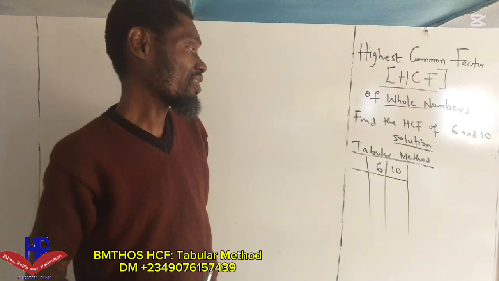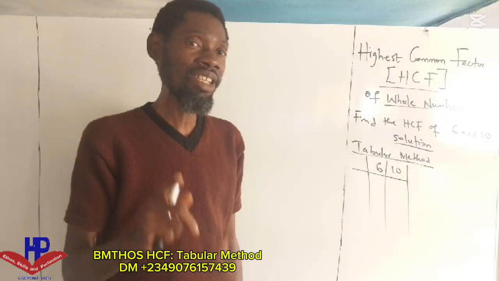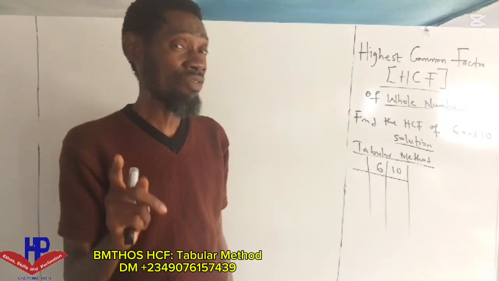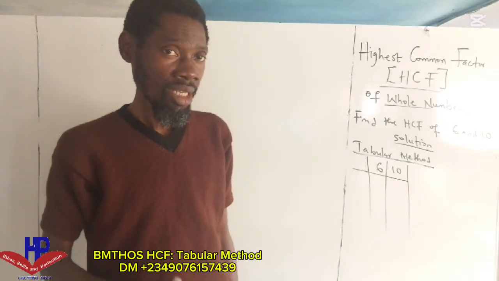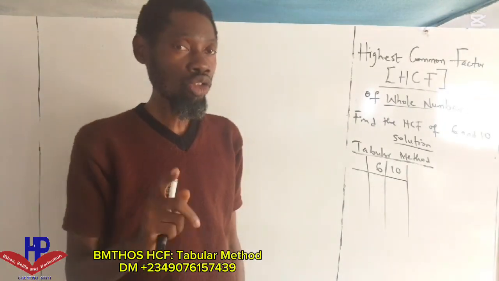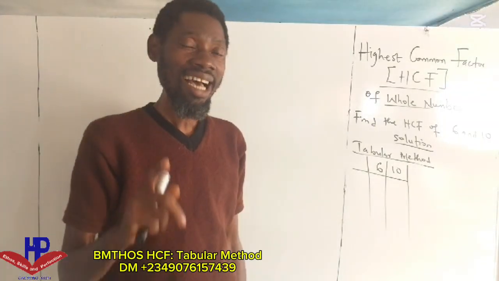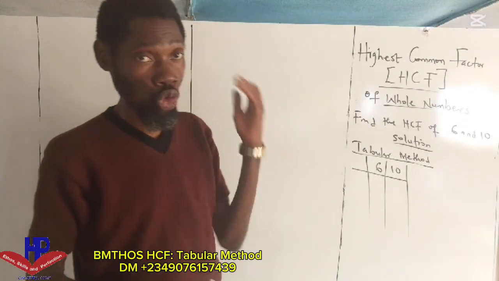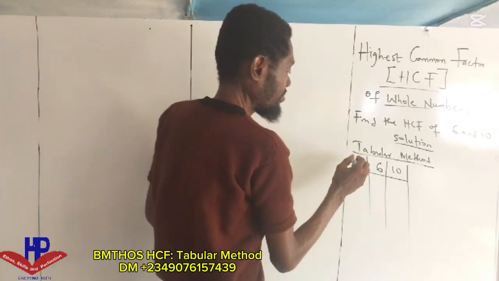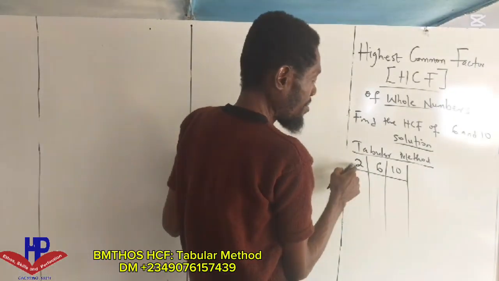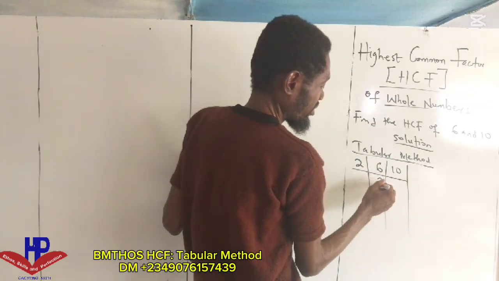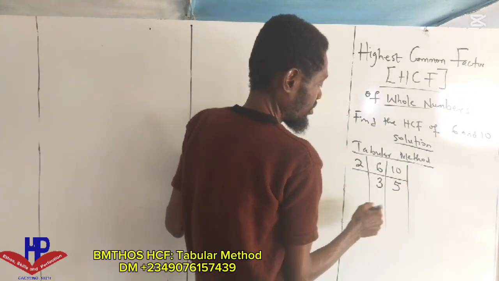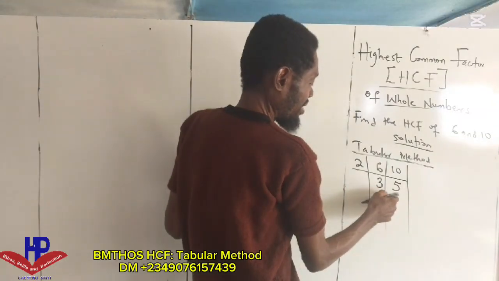Right now we're looking at 6 and 10. Apart from 1, what number can divide 6 and 10 at the same time? That number is 2. So I'll write my 2 here. How many 2 do we have in 6? 3. How many 2 do we have in 10? 5. So what I have done are 3 and 5.